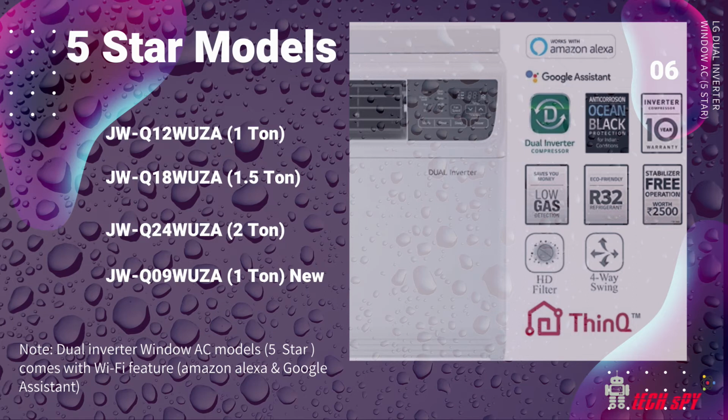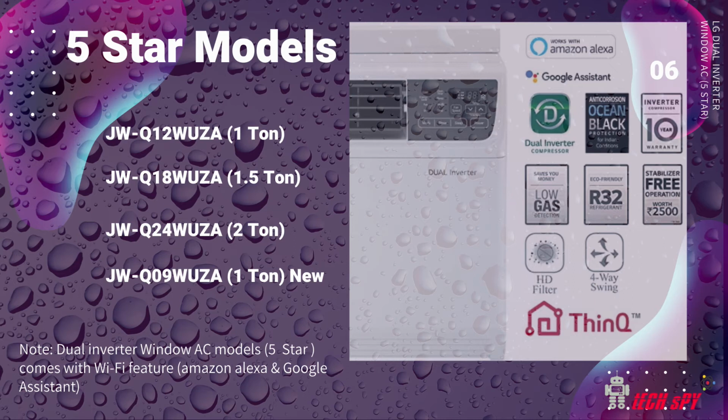As you can see on the screen, these models come with all these features: Google Assistant, Amazon Alexa, dual inverter compressor, anti-corrosion, ocean black protection, inverter compressor with 10-year warranty, stabilizer-free operation worth 2500 rupees. Eco-friendly gas. The refrigerant gas used in this AC is R32, which is an ozone friendly gas. HD filter, 4-way swings, but it is not automatic, it is manual. And lastly, LG ThinQ app, through which you can control it remotely.